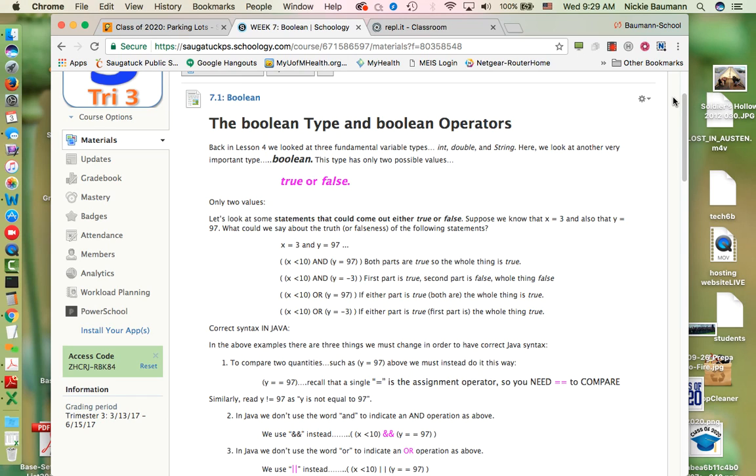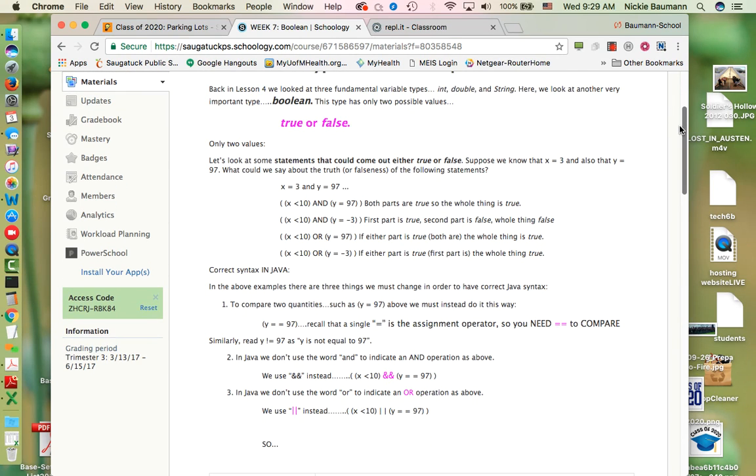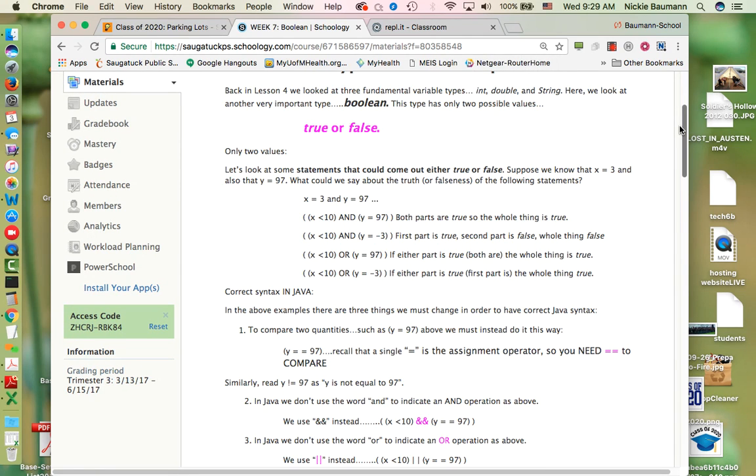So let's take a look at some of the statements that could come out either true or false. Now, this isn't necessarily in Java, but it's definitely something where we do some reasoning. Is it true or false? So let's just say we have 2 integers. We have x equals 3 and y equals 97 here. So if we were going to run a series of tests, because that's what Boolean does, it tests to see if something is true or if something is false.